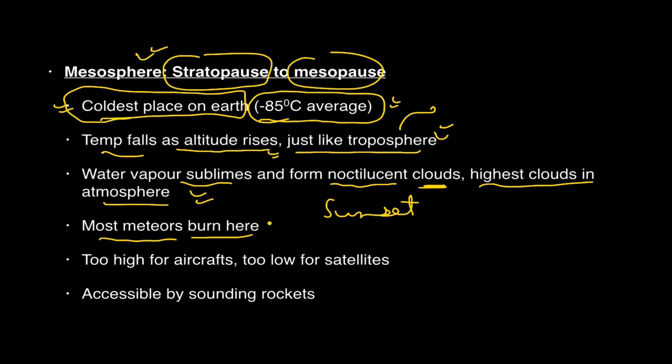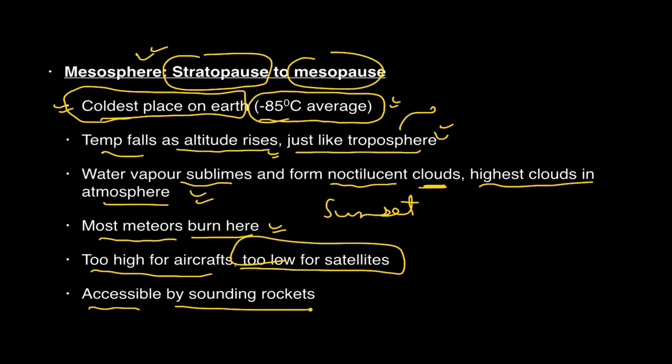Most meteors will burn out here. Why don't they burn before that? Because the density is too low. This is the dense layer, so it will burn out everything. It is too high for aircraft and too low for satellites. So no orbiting is seen here. It is accessible by sounding rockets.